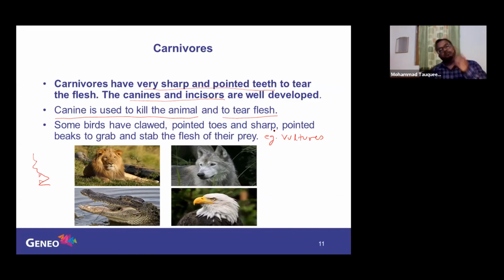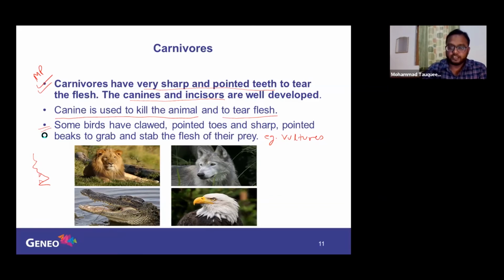So carnivores are those which derive food from animals. Why are they able to derive food from animals? Because their incisors and canines are well developed. They use these teeth to kill the animals and to tear the flesh. And birds like vultures have very well developed claws, pointed and sharp toes, and a pointed beak to grab and stab the flesh of their prey. You have to remember this point that I have already made bold. This is an important point, and the last point too, remember it. So this is all about carnivores.